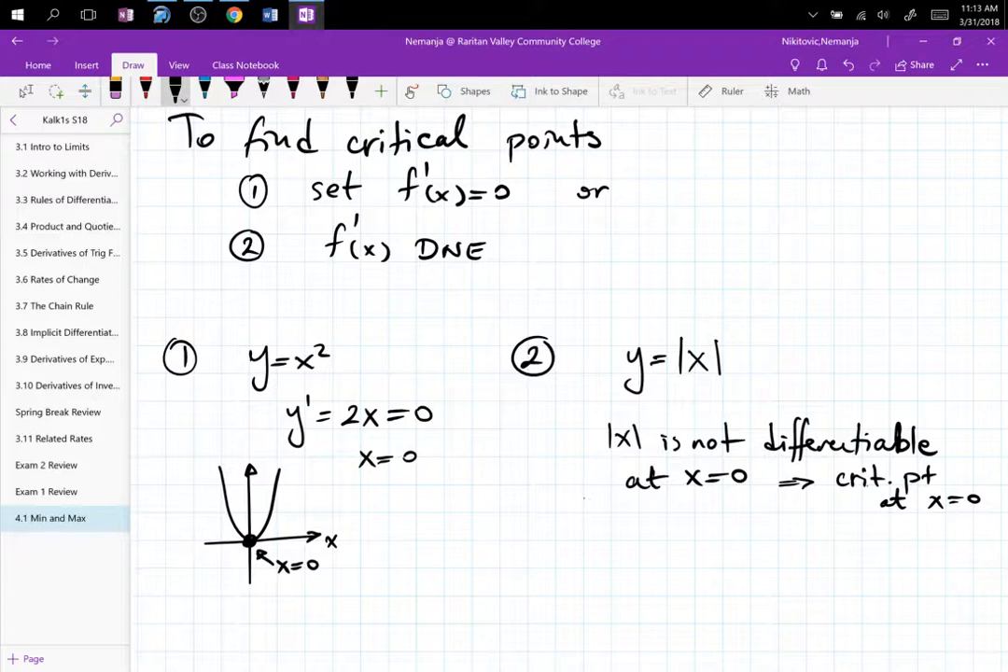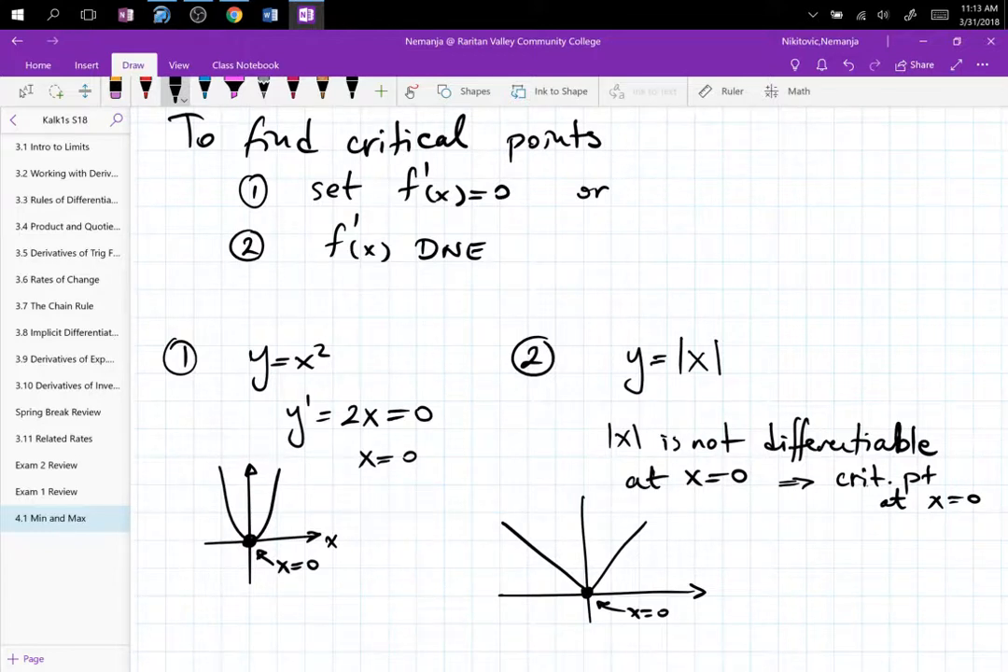So now, if you draw the graph for this, you know it looks like a V, and here, again, x equals 0 is the critical point. It doesn't have to be at x equals 0. Right, we can shift this left, right, and so on. But I hope you understand that there are two ways to get critical points.